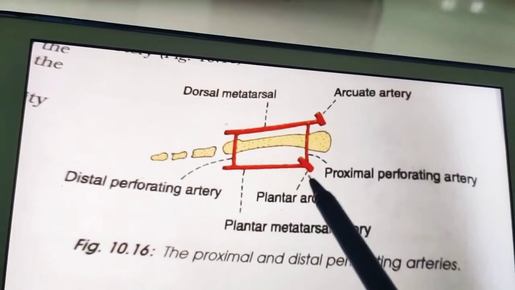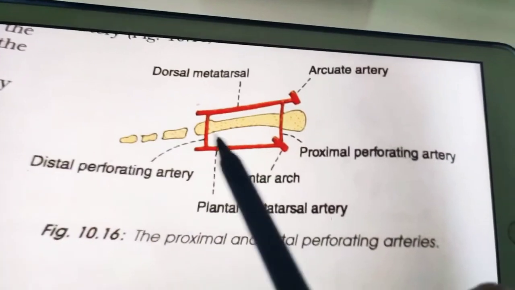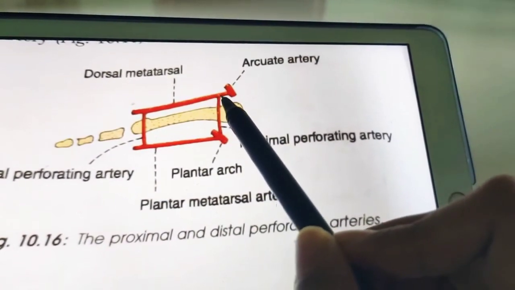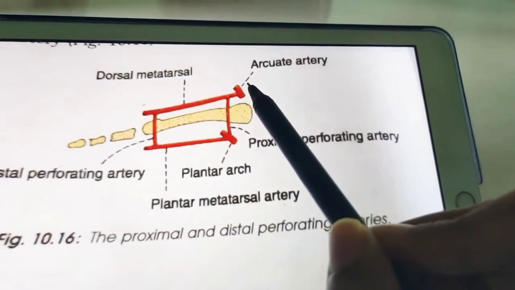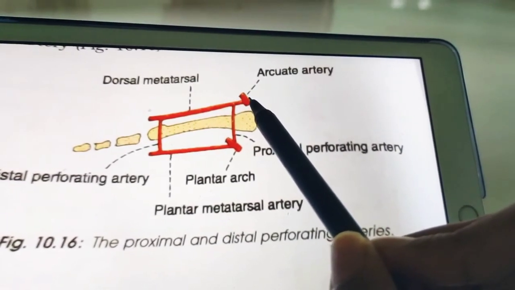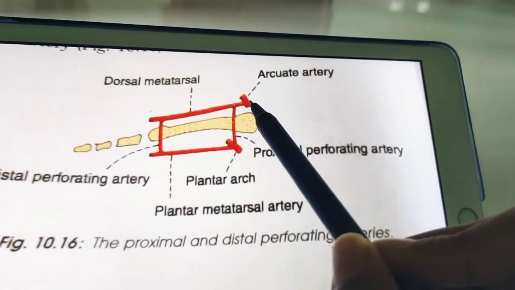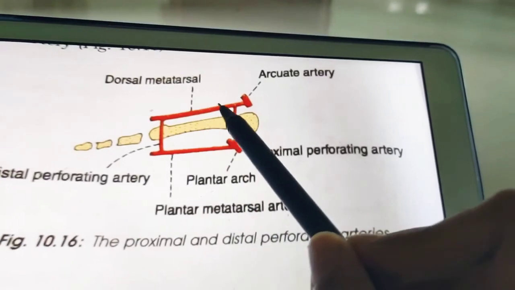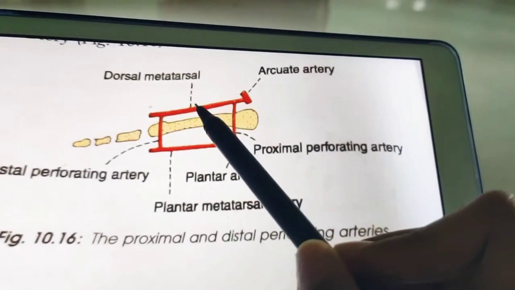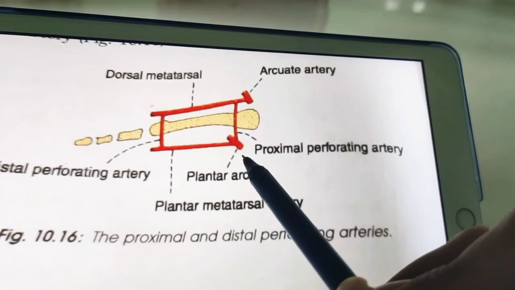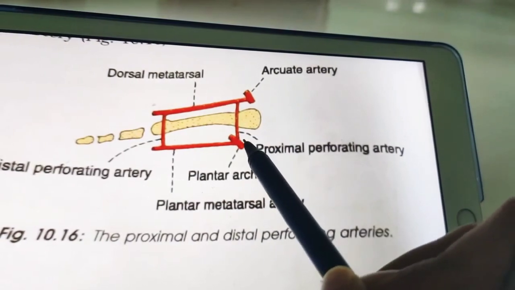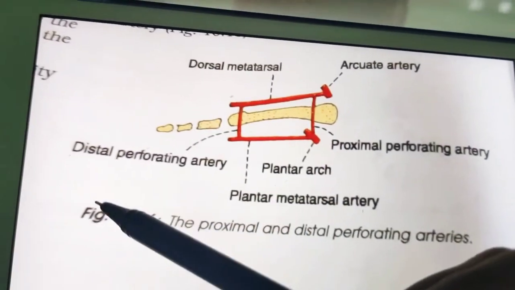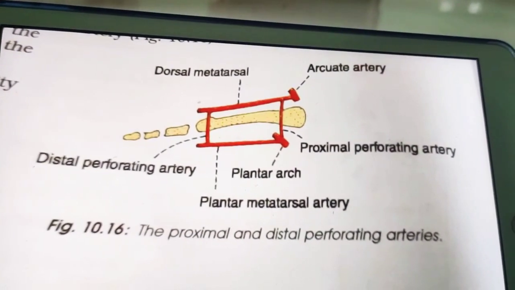This is the plantar surface, right? This is the dorsal surface. So you can even see this proximal perforating artery on the dorsum of the foot gets joined with the arcuate artery. From the arcuate artery come the dorsal metatarsal arteries. So the dorsal metatarsal artery is coming from the arcuate artery, and with this dorsal metatarsal artery, the perforating arteries from the plantar arch, especially the proximal perforating artery and distal perforating artery, will join on the dorsum of the foot. So to show that we are discussing this diagram.